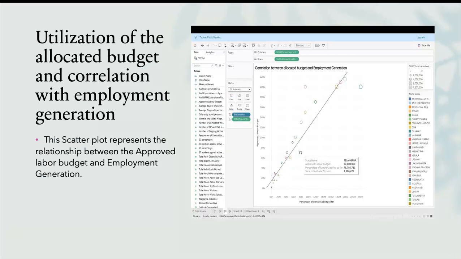And the next, coming to the third one, utilization of the allocated budget and the correlation with employment generation. This means we need to take allocated budget as approved labor budget, and employment generation we can take as percentage of central liability so far. So I took a scatter plot here that represents the relation between approved labor budget and employment generation. Here I clicked one circle, that is Telangana. Here you can see the approved labor budget, the percentage of central liability so far, and total individual works. I have taken total individual works marked as size. This shows the correlation between allocated budget and employment generation.